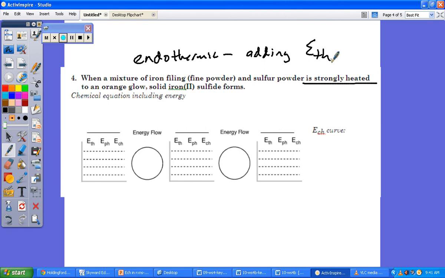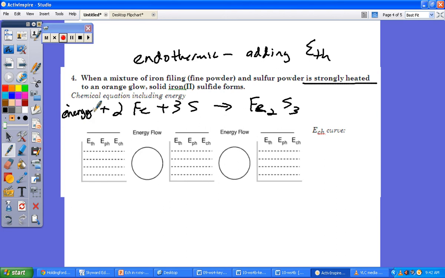So to start off with, let's write our equation. We have iron plus sulfur yields iron(III) sulfide, Fe2S3, to balance that ionic substance. And to balance the overall equation, you put a 2 here and a 3 in front of the sulfur. And over here on the left, we're going to put energy again, because we are adding energy to the system.